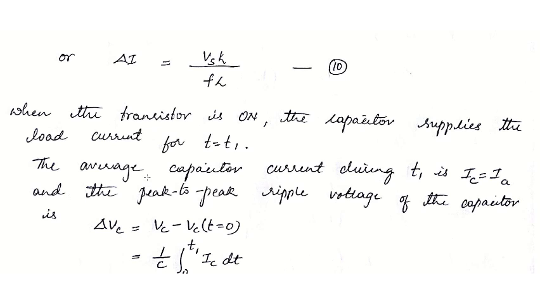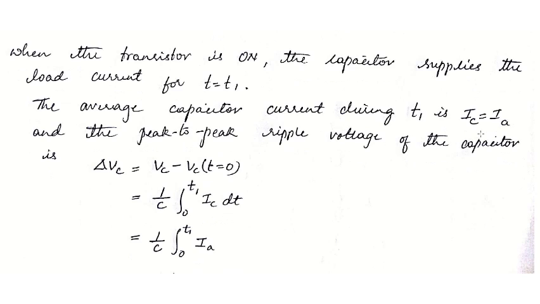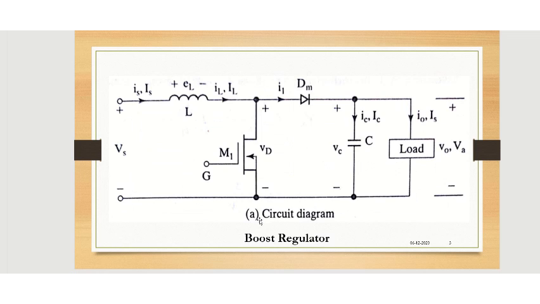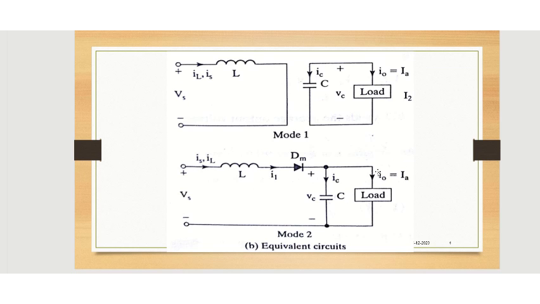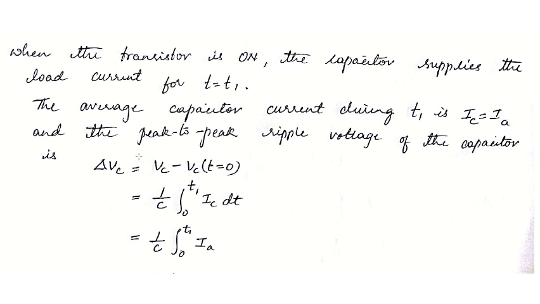Now, when the transistor is on, the capacitor supplies the load current for time T1, right? So the average capacitor current during T1 is given by Ic is equal to Ia. If you recall the circuit, we will go back to the circuit, wherein Ic is equal to Ia, right? The peak to peak ripple voltage of the capacitor can be written as delta Vc, which is Vc minus Vc for t equal to 0, right?